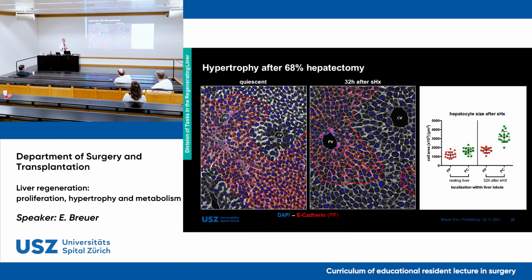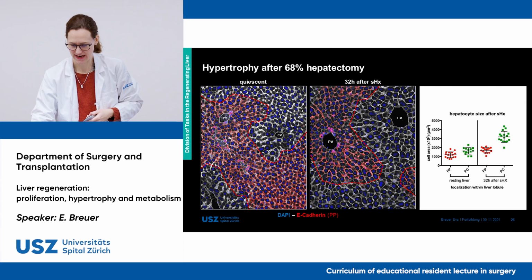Here, maybe I explain a bit, is a resting liver, so a liver that has not done anything. And we see we have the red part, which is the periportal marker, E-cadherin, and we have here the central vein. And if you take a look, you see that after hepatectomy, we have an increase in size of the cells around the central vein. And we were able to see that in many different tissues. It's mostly between 32 and 48 hours after hepatectomy.